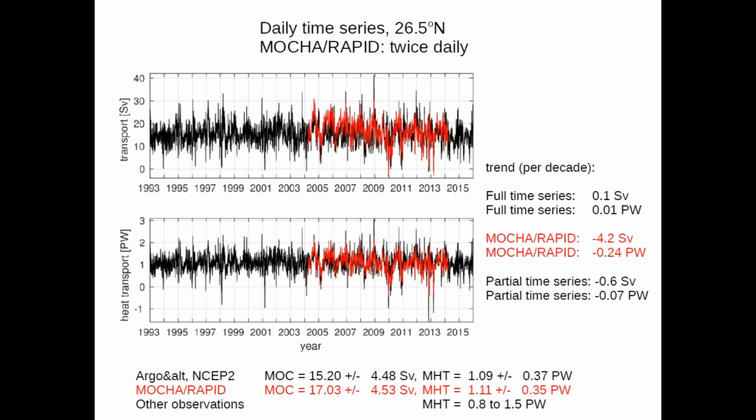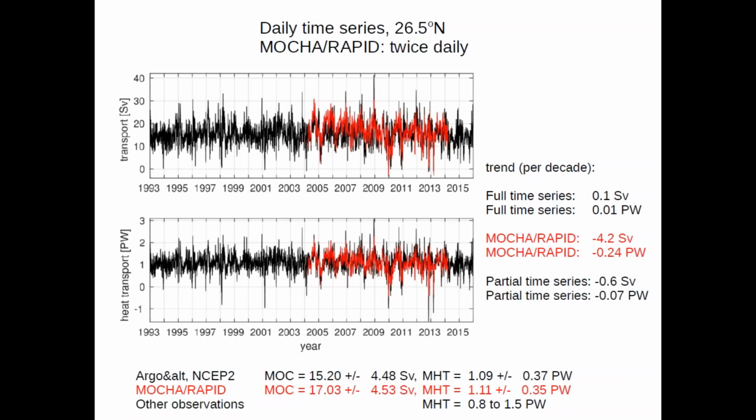So that's pretty close. The standard deviation is almost the same. And the heat transport is almost the same, including the standard deviation. And then there are the other observations from the slide that Molly put together, the one that had the latitude dependence of the transports, it was like 0.8 to 1.5. So both estimates are well in that range.